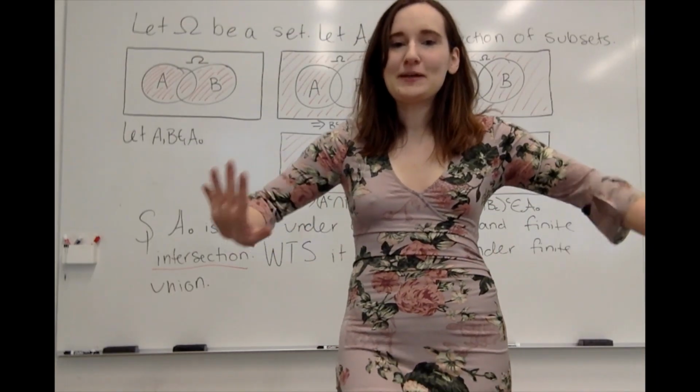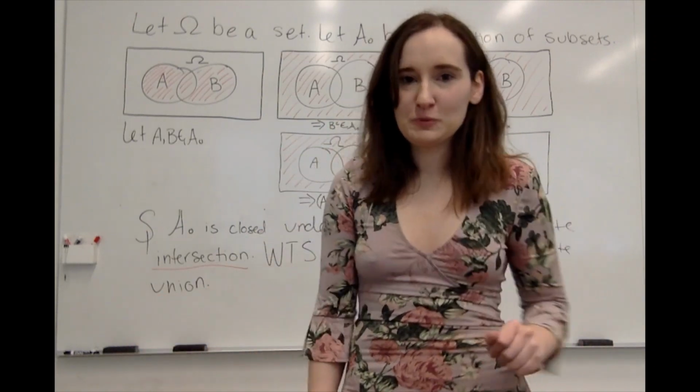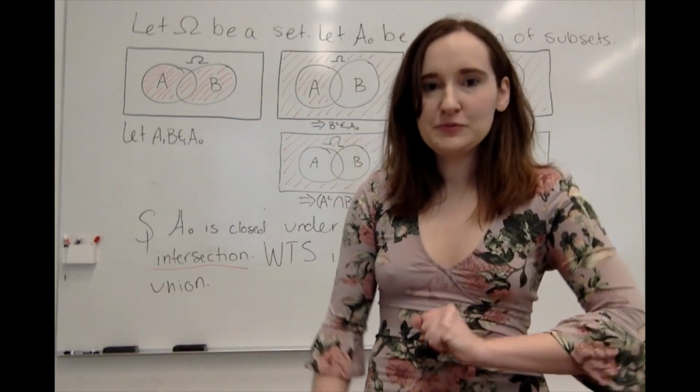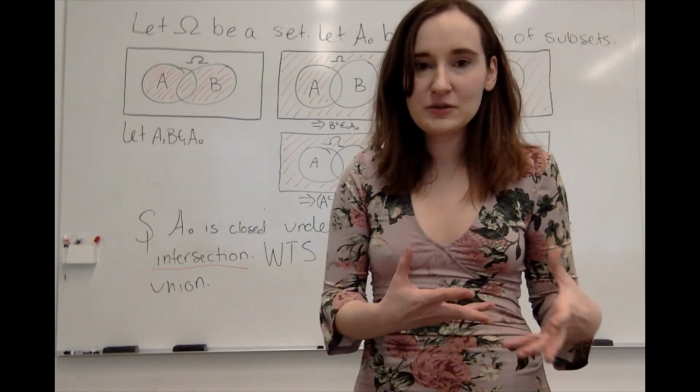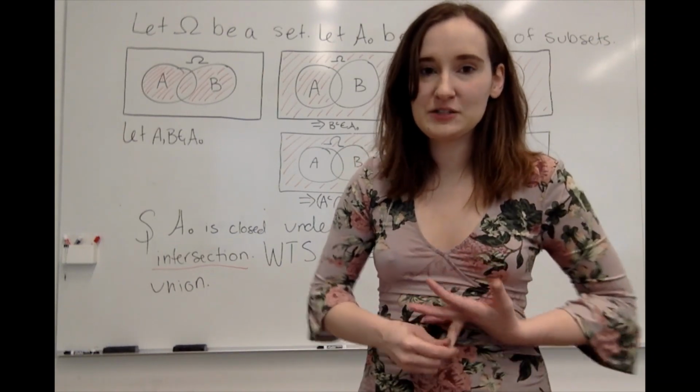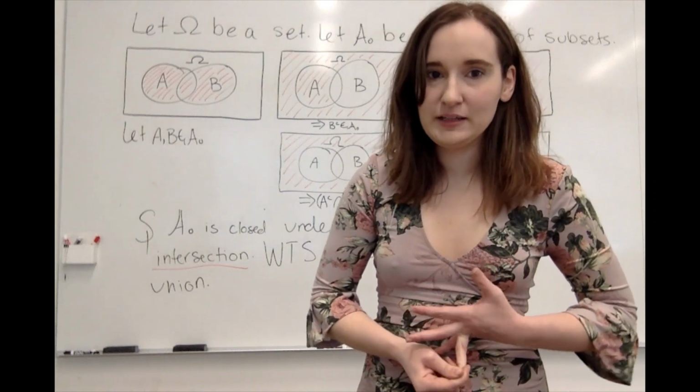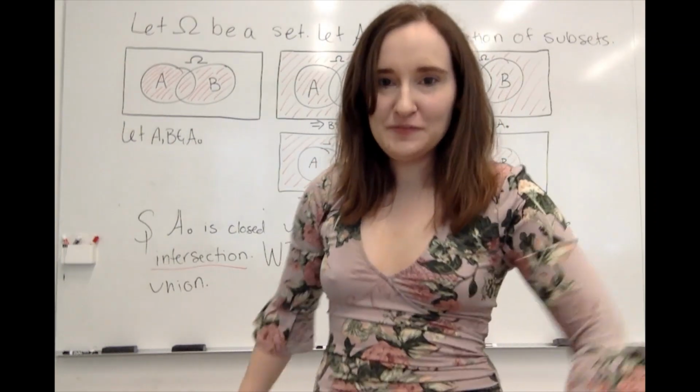Okay, so I don't know about you, but I love visual math, so we're going to look at a visual proof. A proof to show that if we have a collection of subsets of omega that's closed under complementation and intersection, then it's also going to be closed under finite union. Okay, so let's take a look at our visual proof.